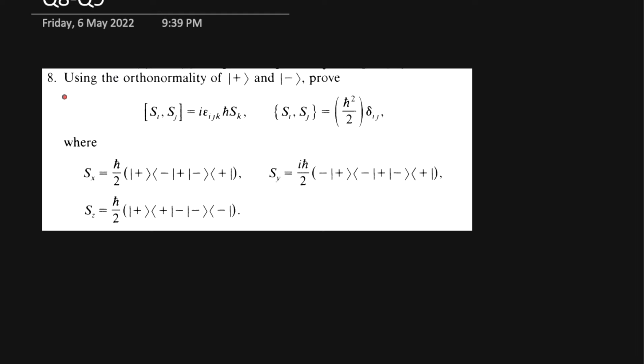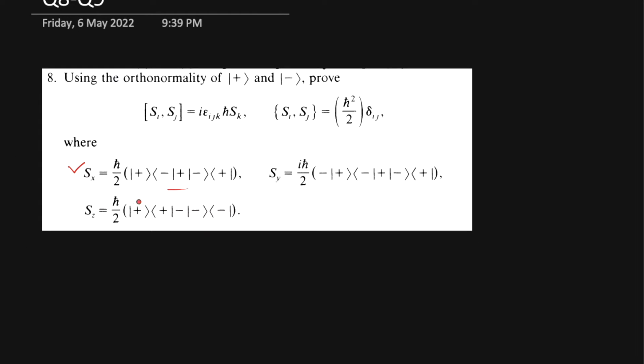Today's lecture we will solve question 8. Now in question 8 it is asked that using the orthonormality of |+k⟩ and |-k⟩ prove the commutation relation [Si, Sj] = iε_ijk ħ Sk and the anti-commutation relation {Si, Sj} = (ħ²/2) δij, where the value of operator Sx and the form of operator Sx in this k basis are given below.